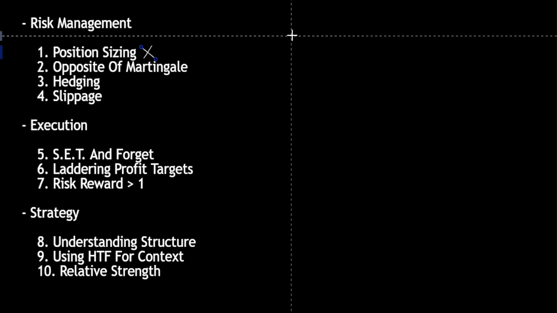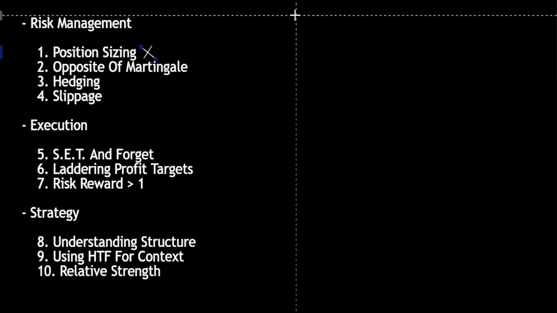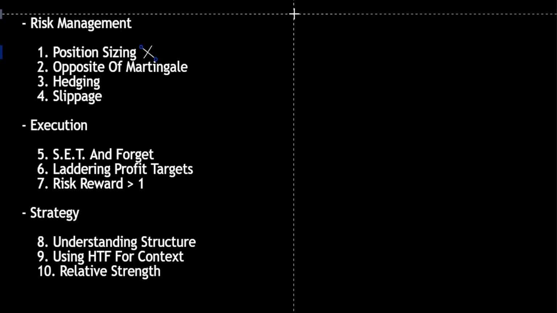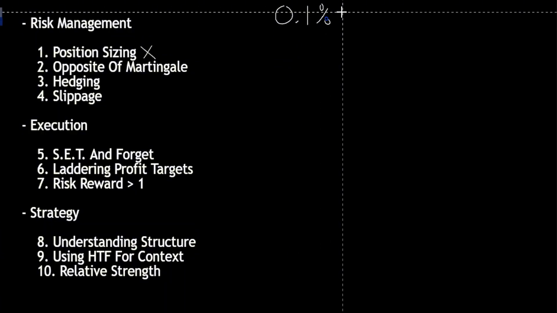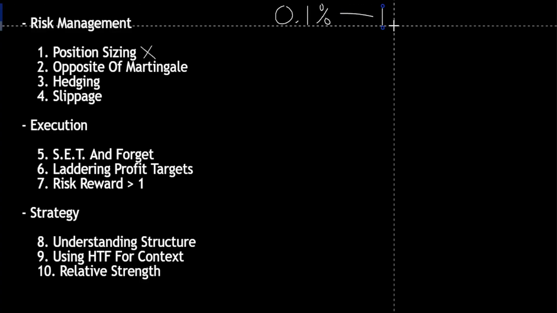So position sizing is pretty straightforward. It's how we deal with how much percentage of the account that we want to risk. So this could be anywhere from 0.01% of the account per trade all the way up to 1 to 2%. But really it should be around 1%.